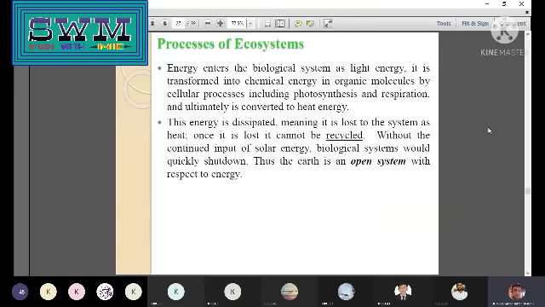Now, energy enters the biological system as light energy. It is transformed into chemical energy in organic molecules by cellular processes. Also, there is this recycling, with the open system with respect to energy.